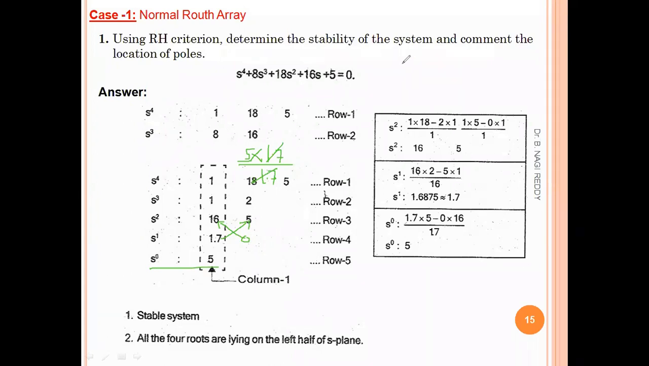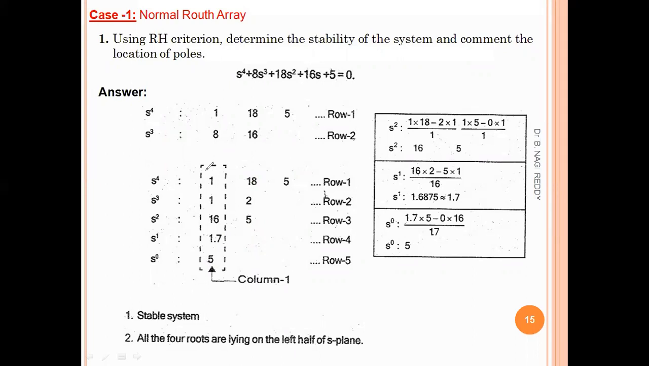Now what we need to do is determine the stability of the system. According to the problem, we need to determine the stability of the system and comment on the poles. The stability of the system can be determined based on this first column. You can see the dotted line, the first column.